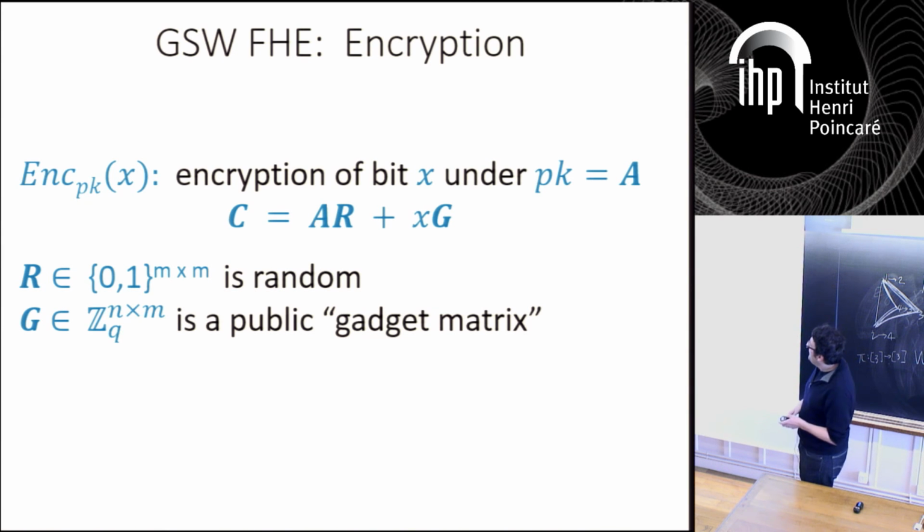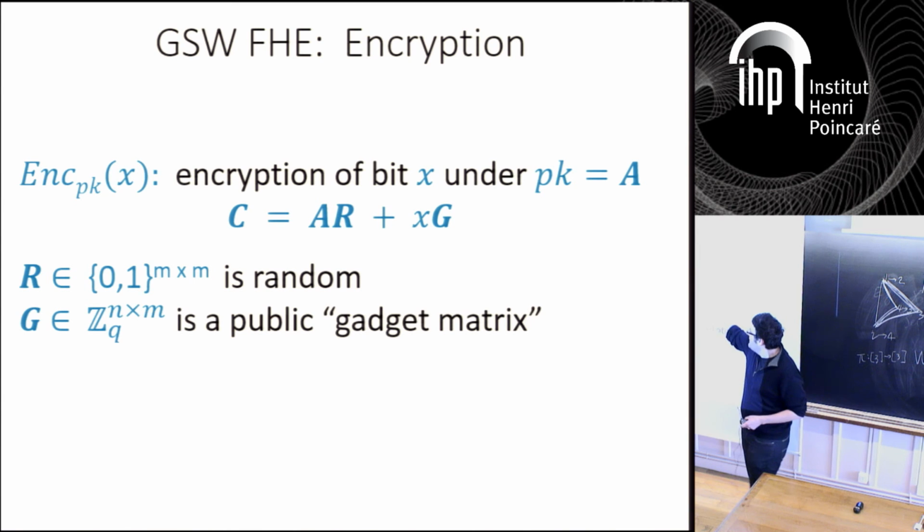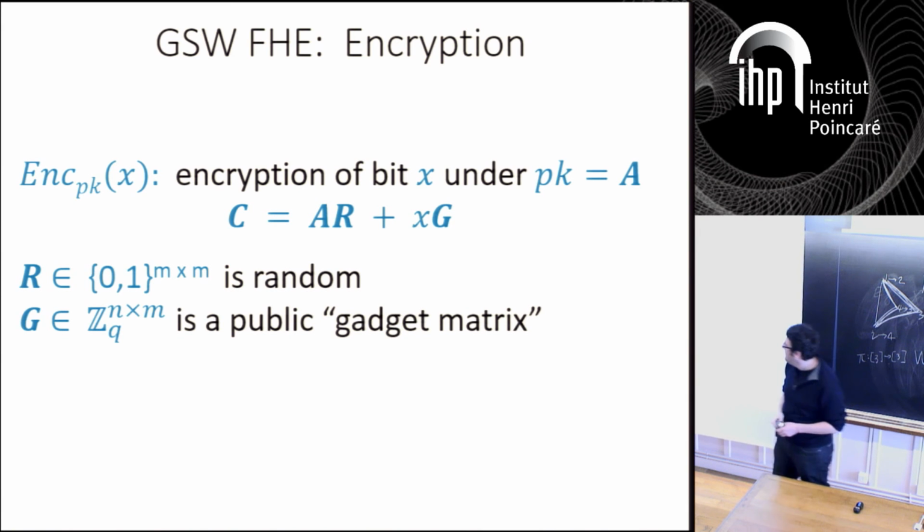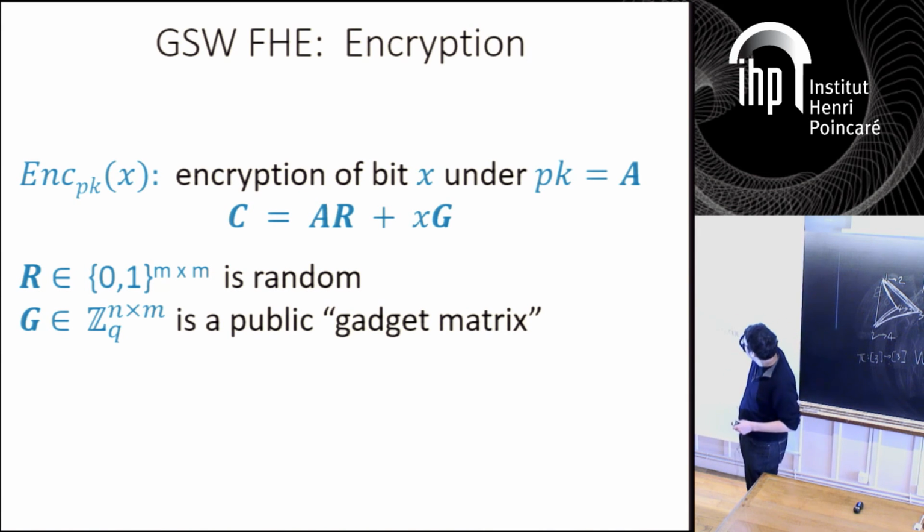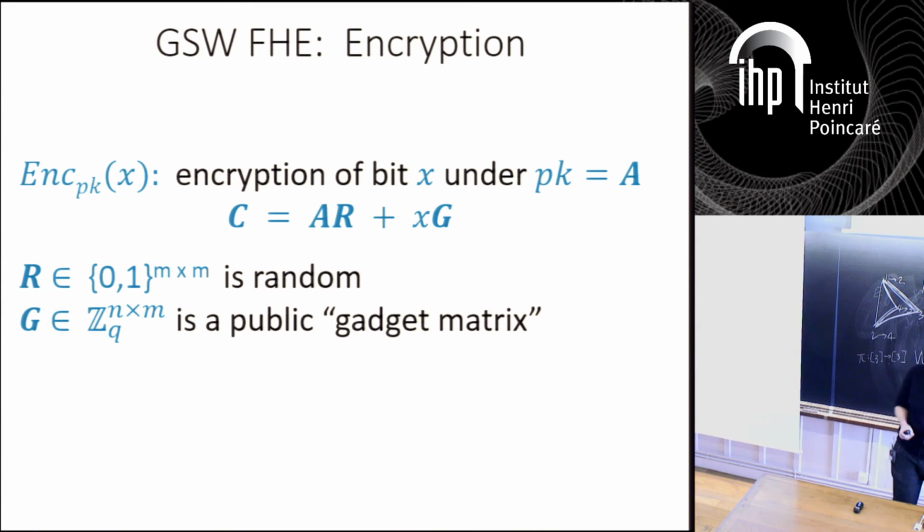To encrypt a bit x under the public key A, you take a random matrix R, a 0,1 matrix, so all the entries are just zeros or ones. You compute AR plus x times G, where G is some other matrix that I'll tell you about in a little bit, which has some properties. Again, this operation is done over Z_q, but remember the entries of R are short, just zeros and ones. That's the encryption of a bit x.